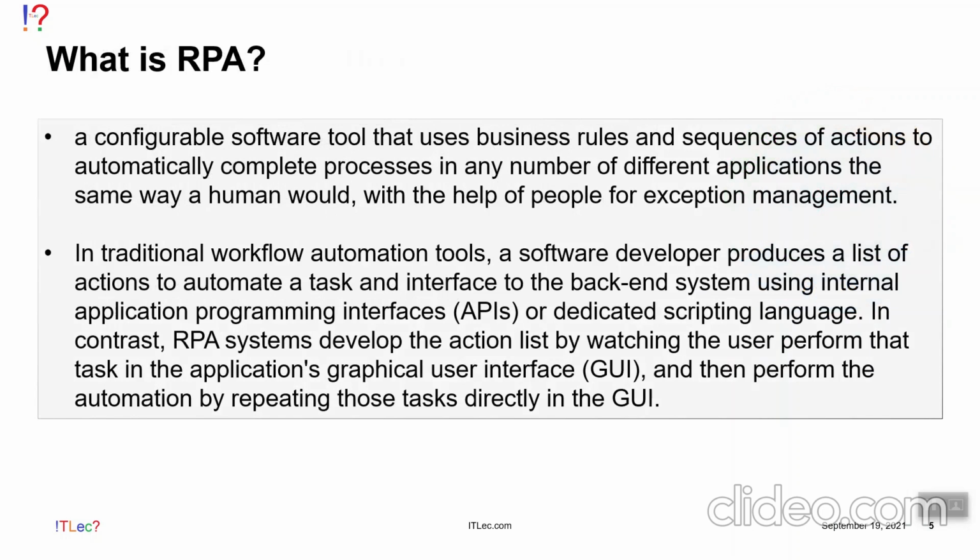So, what is RPA? RPA is configurable software that uses business rules and sequences of actions to mimic and behave exactly the same way as a human, except for exception management. For example, in traditional workflow automation tools, we integrated with other software by invoking its API. But in RPA, it will mimic the user and use the GUI to perform the automation by repeating those tasks directly in the GUI.